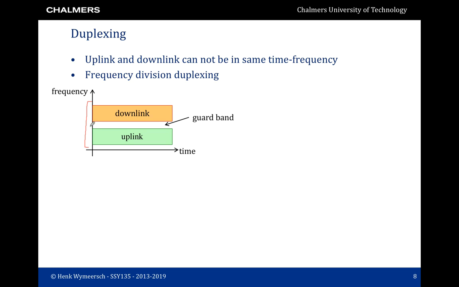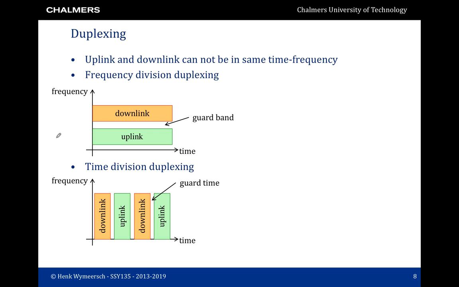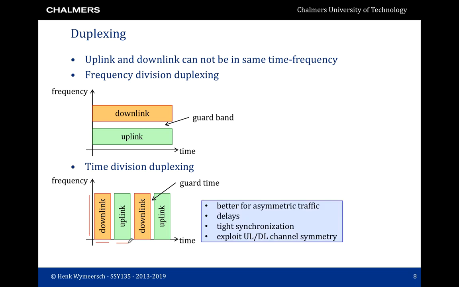All uplink communication happens in the uplink band, while all downlink communication happens in the downlink band. Of course, within, for instance, the uplink band, we still need to assign resources to different users to allow uplink communication. A second approach is called TDD, or time division duplexing. In time division duplexing, we allocate certain amounts of time for downlink transmission over the entire frequency band. Other times are used for uplink transmission, again over the entire frequency band. In between uplink and downlink slots, we have a guard time.